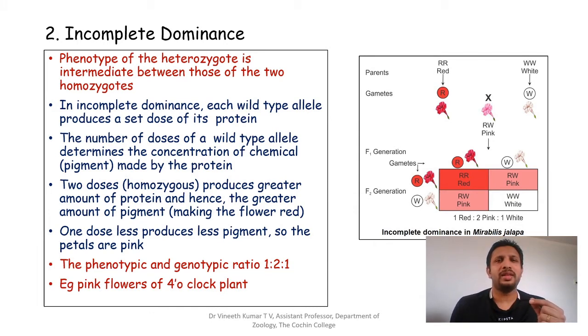And now we are at the second type of variations of dominance, and this one is called incomplete dominance. From the name itself, incomplete dominance states that the dominance is not complete, in the sense that the alleles which are interacting are neither dominant nor recessive. You cannot term them as dominant or recessive.